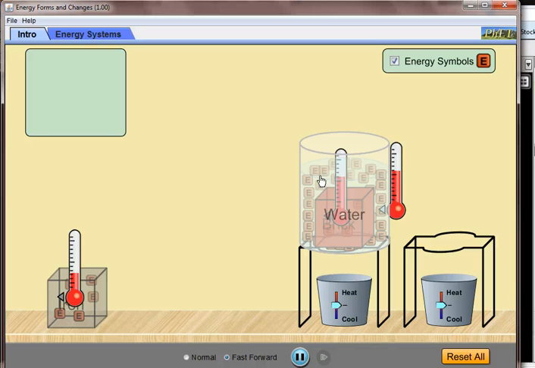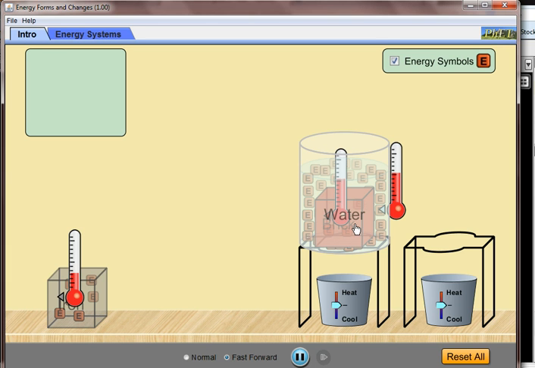The temperature difference is required for heat to flow. When there is no temperature difference, you don't see heat flow, such as the case now between the water and the brick. There is no heat exchange between these two substances. So you need a temperature difference for heat to flow.